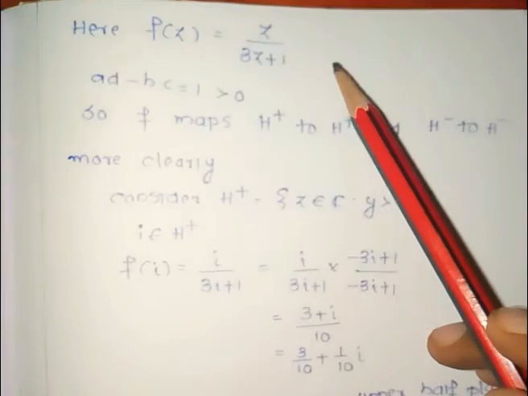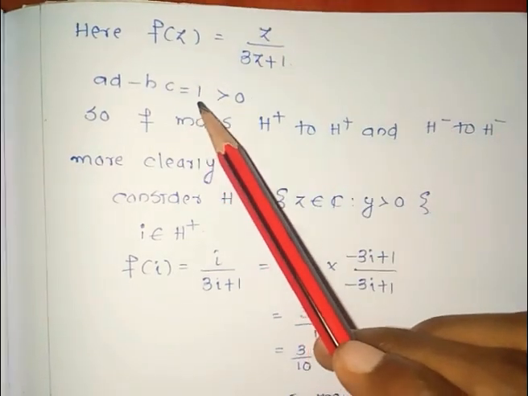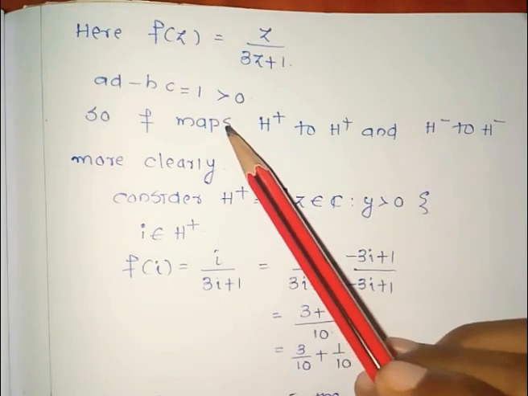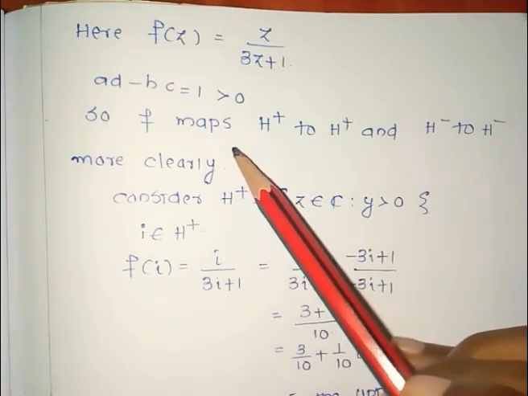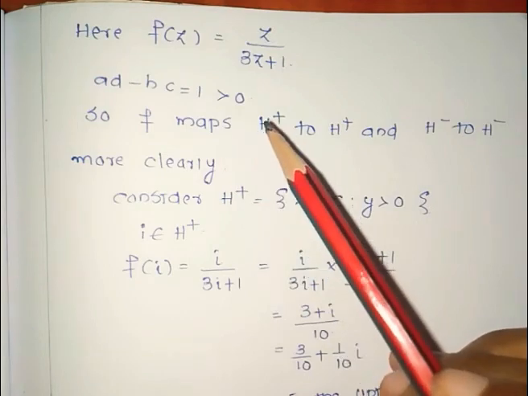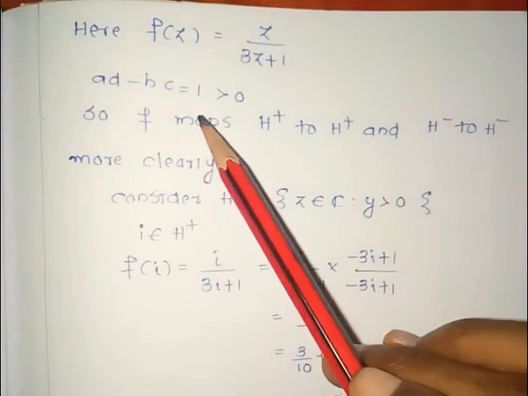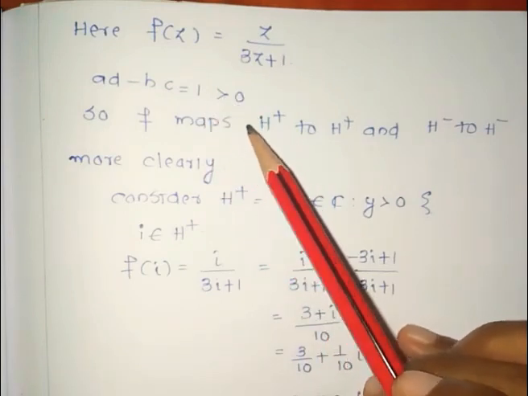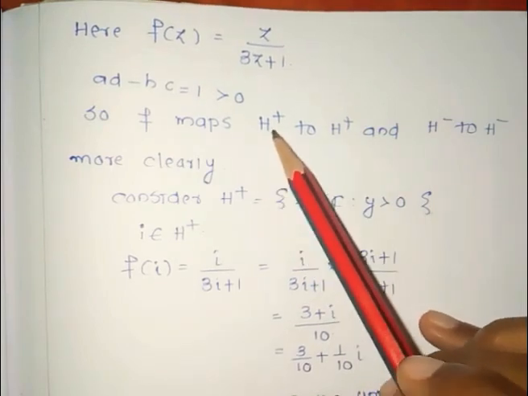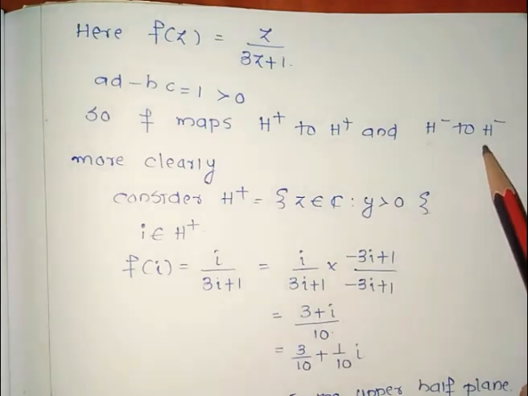So for that bilinear transformation we note AD minus BC is greater than 0, then that bilinear transformation maps upper half plane to upper half plane and lower half plane to lower half plane. By computing AD minus BC we get 1, which is greater than 0. Therefore we can say that the upper half plane, that is H plus, maps to H plus, and the lower half plane, that is H minus, maps to H minus.